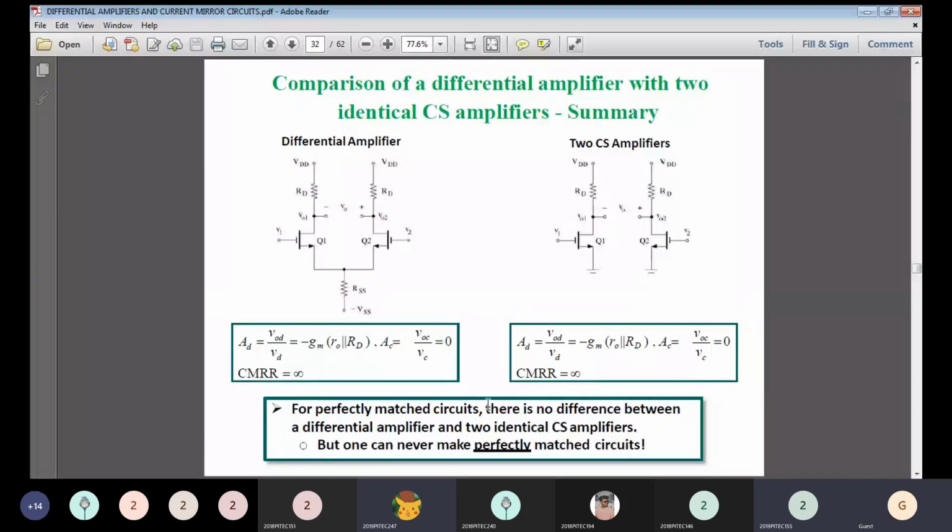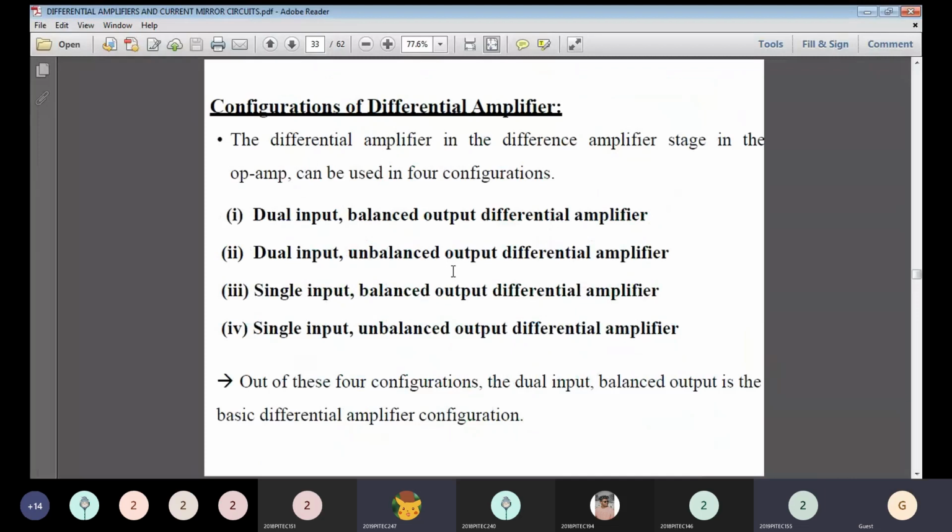So in a perfectly matched circuit, there is no difference between a differential amplifier and two identical common source amplifiers. Next we are moving on to the configurations of the differential amplifier. The differential amplifier works in two modes: one is common mode, and the other is differential mode. Based on the configuration, we can categorize it into four types.